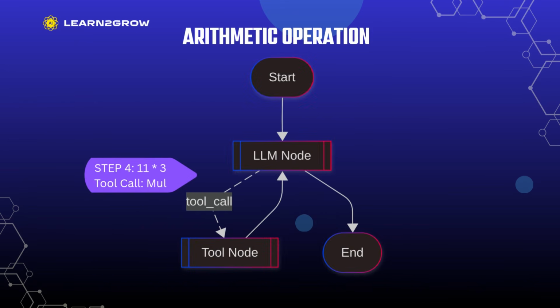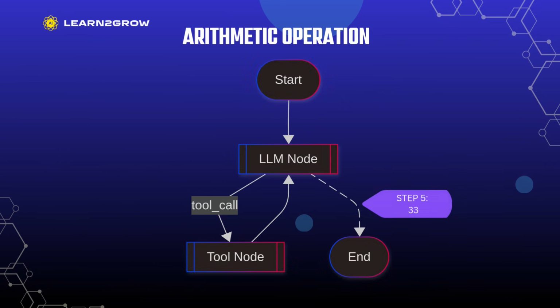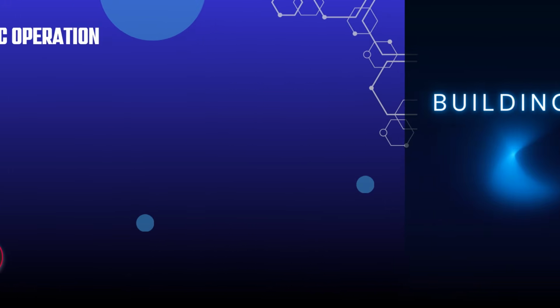In step 4, the response of the previous output, 11, and multiply by 3. Now multiplication is sent as a tool call to perform the multiplication operation. In step 5, the response 33 is returned as a tool message to pass to the LLM for further operation. Now the final output is 33, which we get as the output from the LLM.